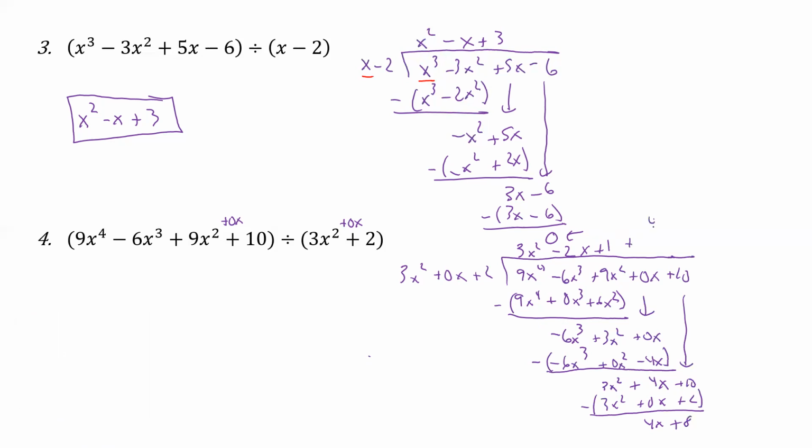So it's going to be plus 4x plus 8 over 3x squared plus 2. Now we don't have to put the whole thing back in when we have that. We just leave it like that. 3x squared minus 2x plus 1 plus 4x plus 8 all over 3x squared plus 2. All right, so that's what we have there.